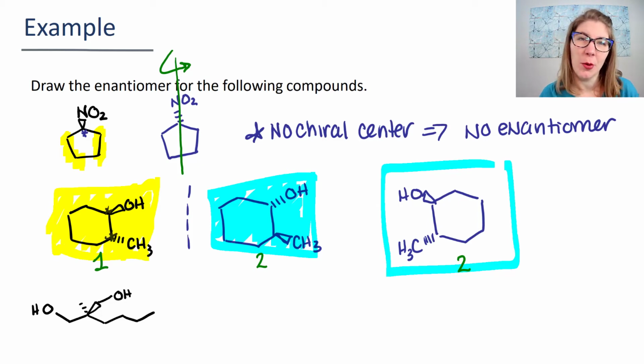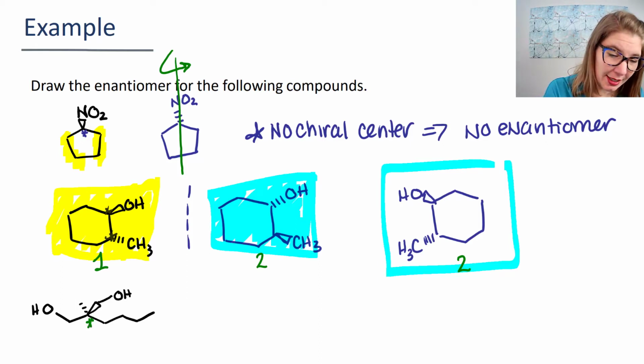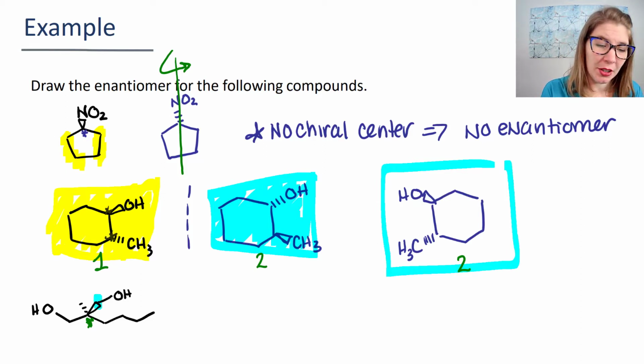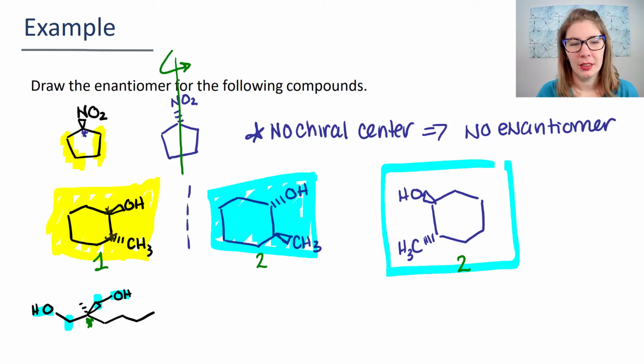Then the final one probably tricked your eyeball as well. I bet you looked at this and said, chirality center, chirality center. No, it's not. It's not a chirality center because you have a CH2 here, CH2 here, OH here, OH here. Sorry, it's not a chiral center. Let's change it a little bit to actually make it a chiral center so that we can get some practice. So this one's just like the top one, where this one has no chiral center, so there's no enantiomer.